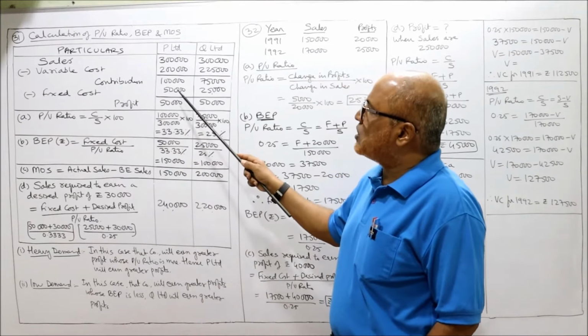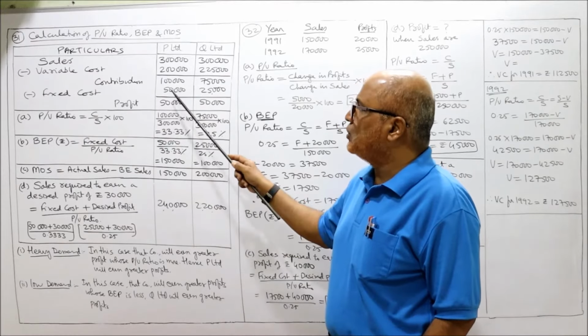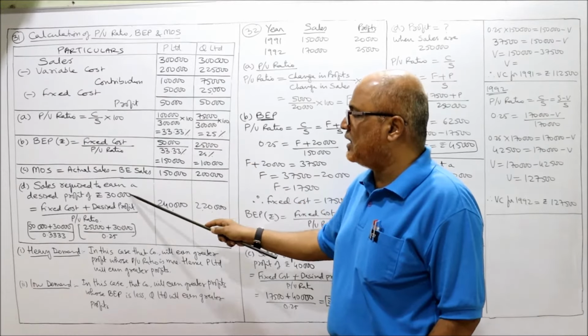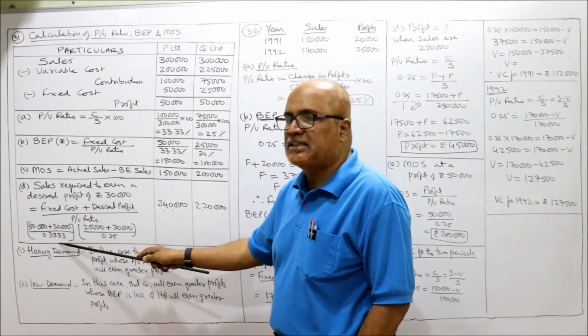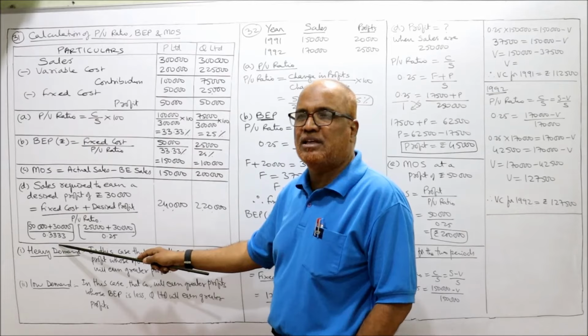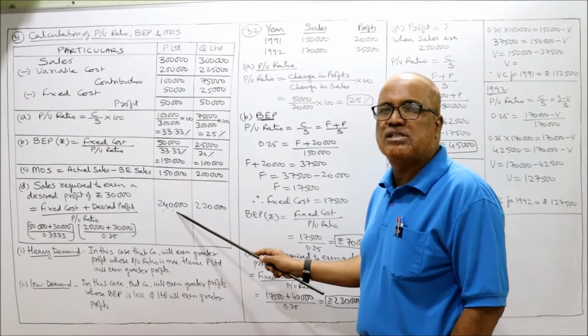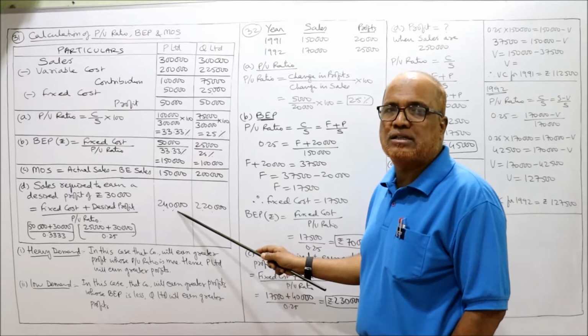How much is the fixed cost here? 50,000. How much desired profit? 30,000. So 50,000 plus 30,000 divided by 0.333, 33.33%. You can write 0.333. So 80,000 divided by 0.33, 2,40,000 is the sales required.